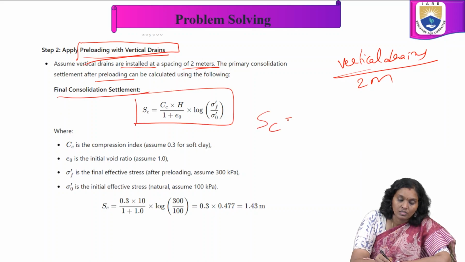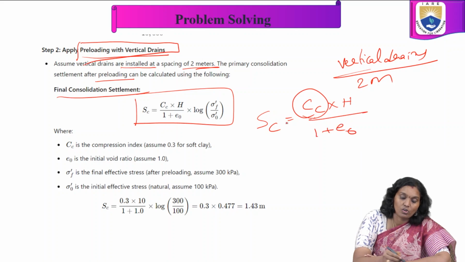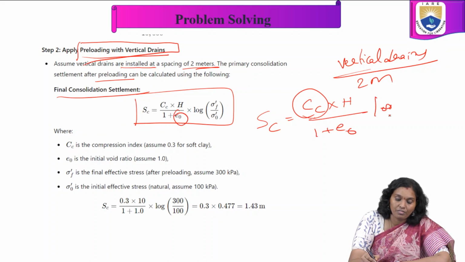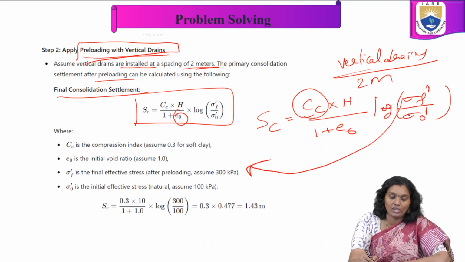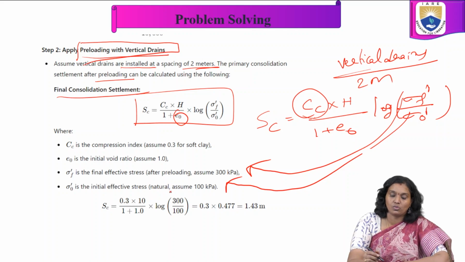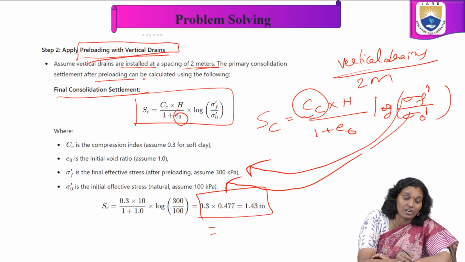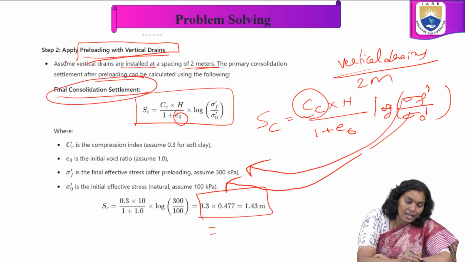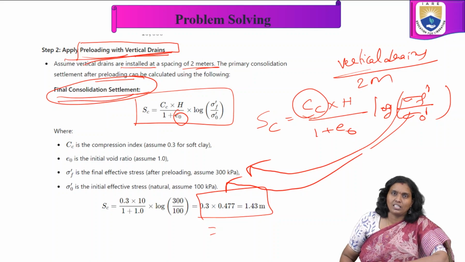That is equal to Cc into H divided by 1 plus e0, times log of the ratio, where Cc is the compression index and e0 is the initial void ratio. In this formula, the numerator term is the final effective stress, and the denominator is the initial effective stress. Using this formula, we get the final consolidation settlement. So we apply preloading with drains, and this is the step we follow for the final consolidation settlement.